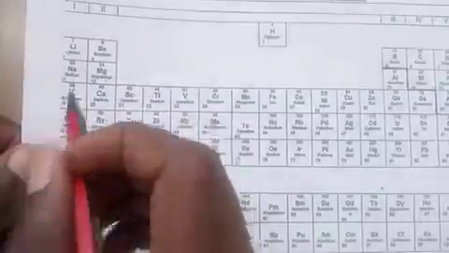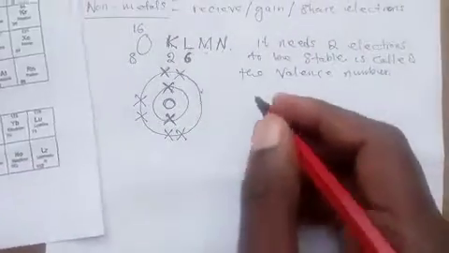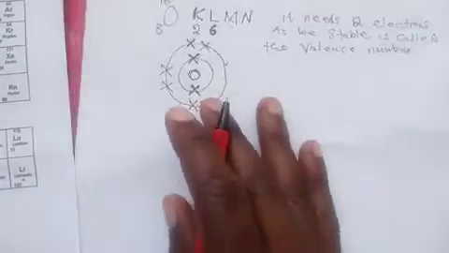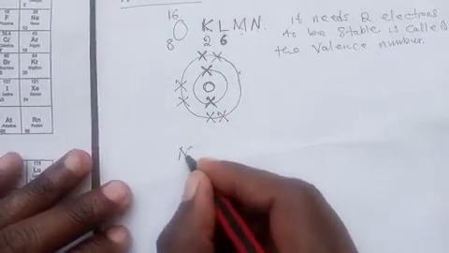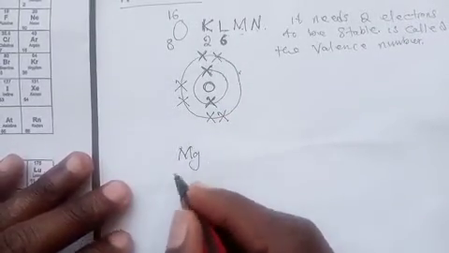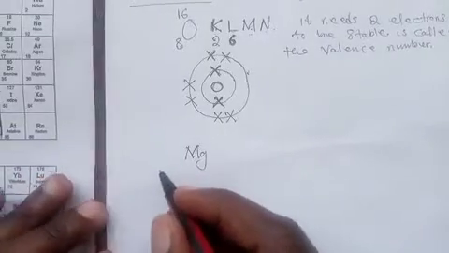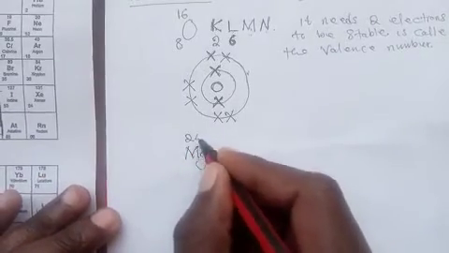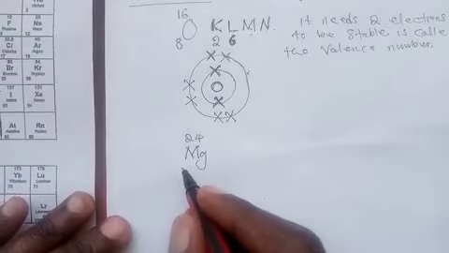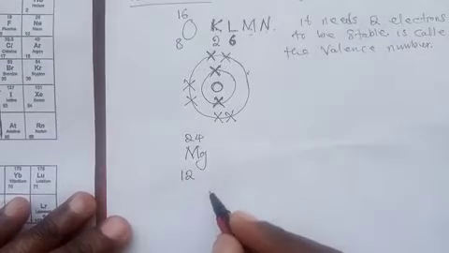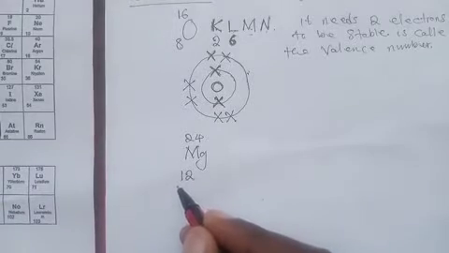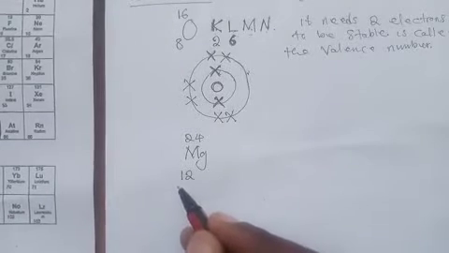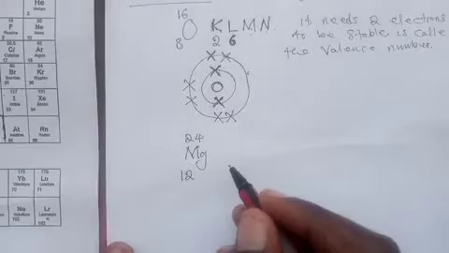Okay, so we said magnesium. Its symbol is Mg. You need to know the symbol. It has 24 as the mass number and 12 as the proton number. And this proton number is equal to the electron number of an atom.